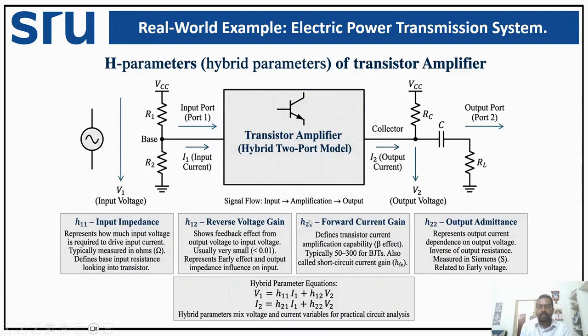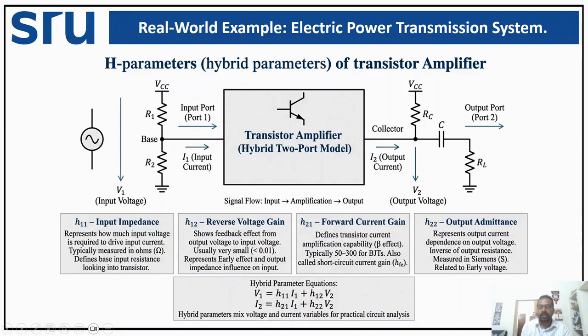The next is H21, the forward current gain. This is an important parameter, as it represents the current amplification capability of the transistor. In BJTs, this corresponds to beta or HFE. This parameter determines how strong the amplification is. It generally varies from 50 to 300 for BJTs, and the forward current gain is otherwise called the short circuit current gain.